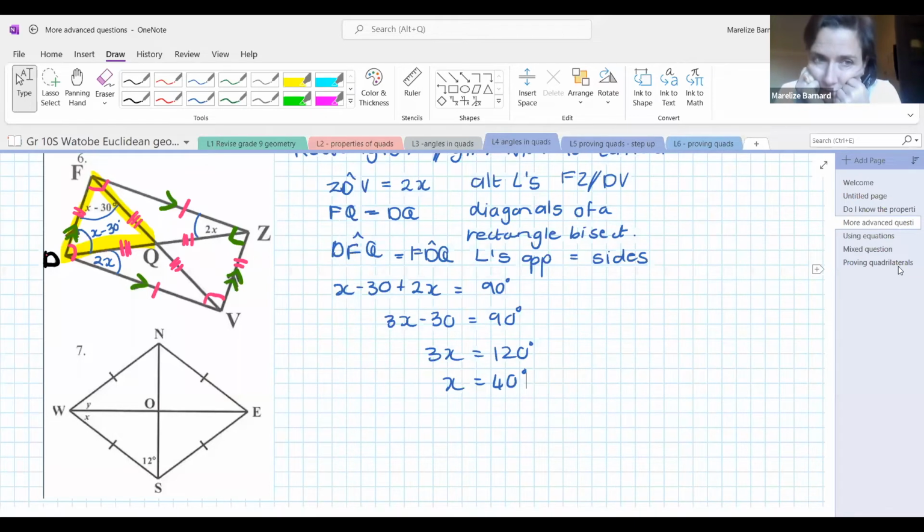I did it differently. For the isosceles triangles, I made the other 2x equal to angle F, and the x minus 30 I made equal to angle D. So I did x minus 30 plus 2x equals 90, and I got 40. Another thing I did was add all the angles together: 2x plus 2x plus x minus 30 plus x minus 30 equals 180 degrees. And I also got 40.